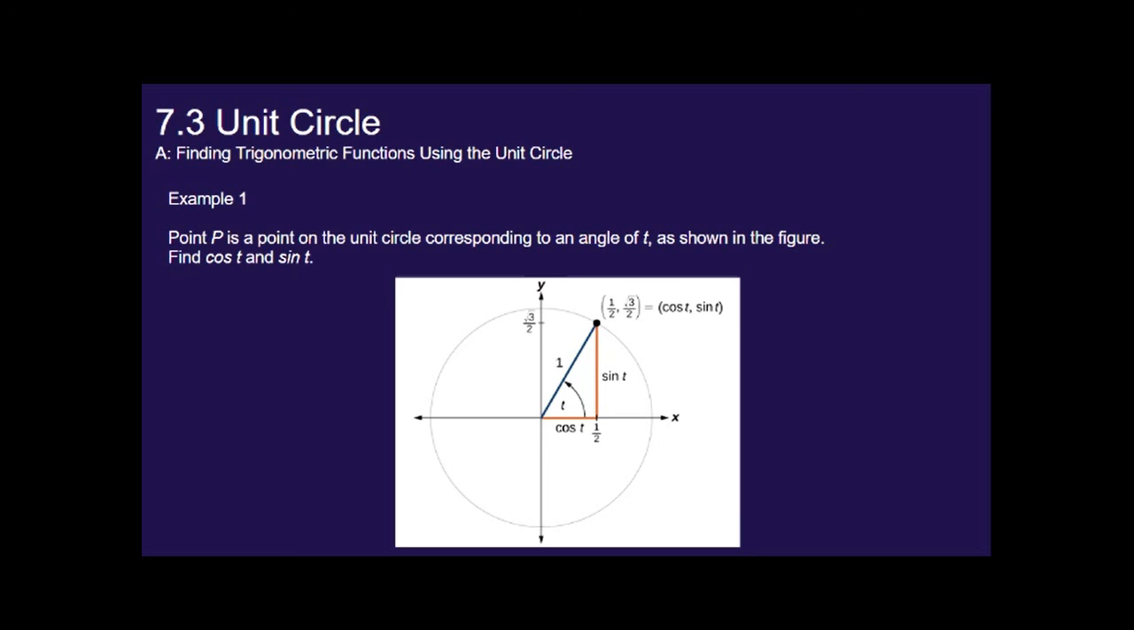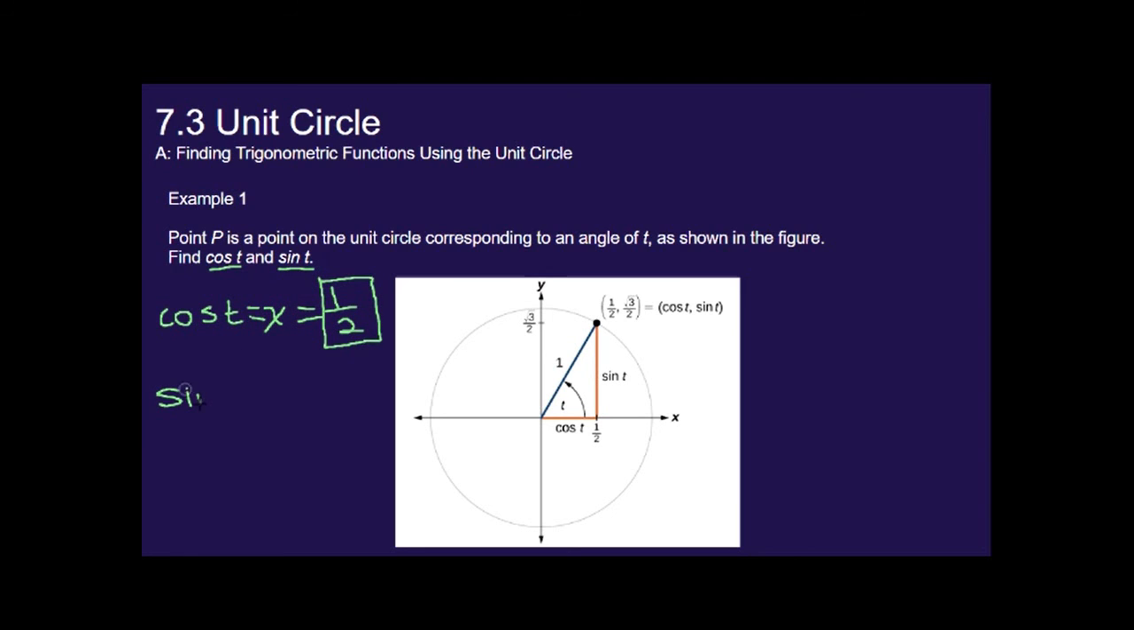Let's go ahead and do an example together. It says point P is a point on the unit circle corresponding to an angle of t as shown in the figure. Find cosine t and sine t. Okay, so we're going to find cosine t and sine t. From our previous slides, we know that cosine of t is equal to x. So all we need to do is look at our x coordinate here. Our x value is 1/2, and that would be our answer for cosine of t.